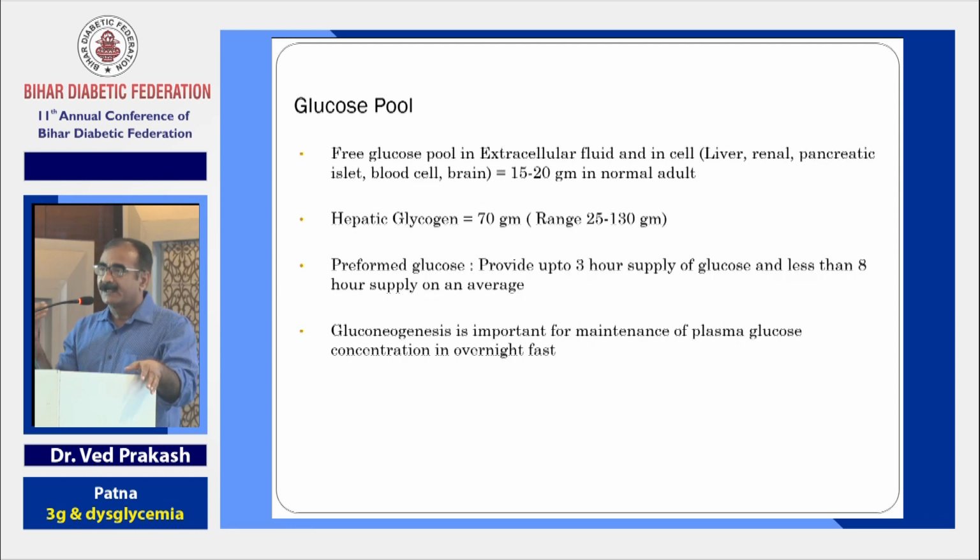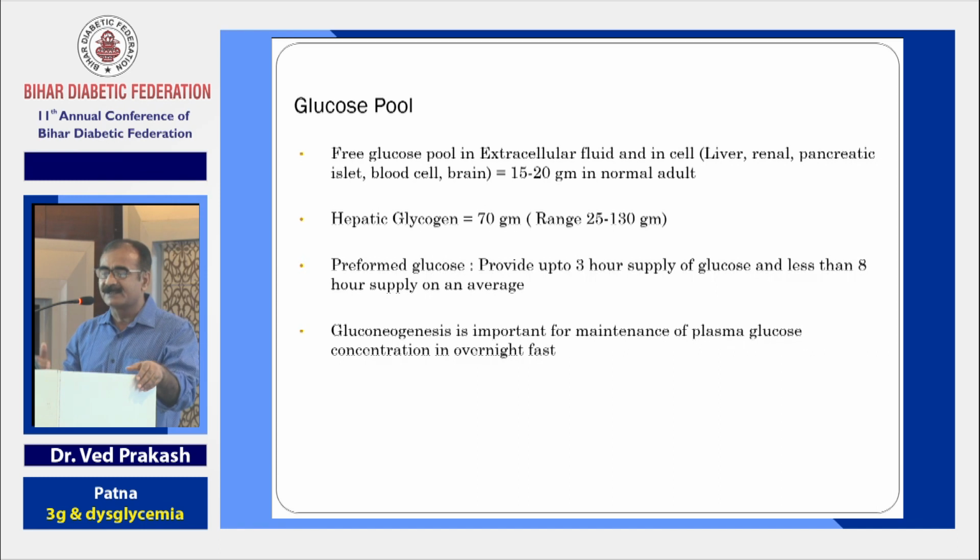Glucose is stored as glycogen in the liver, and this liver glycogen is around 70 to 75 grams only, with the range mainly between 25 and 130 grams. So preformed glucose, meaning the glucose present in the extracellular fluid and stored as hepatic glycogen, is sufficient only to provide glucose for normal functioning of the human body for up to 3 to 4 hours. After that, we need further glucose to maintain normal cellular function.